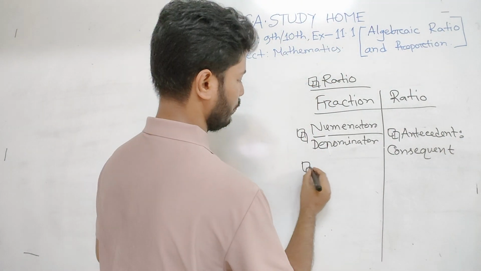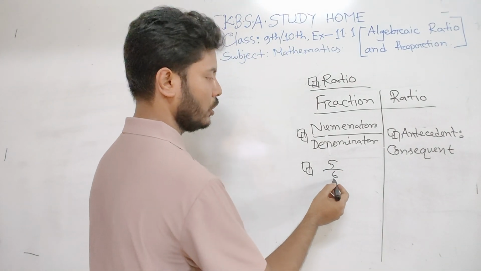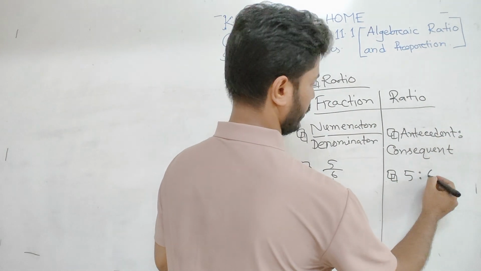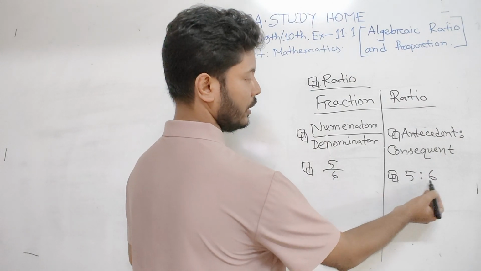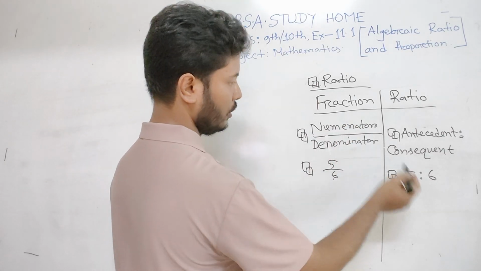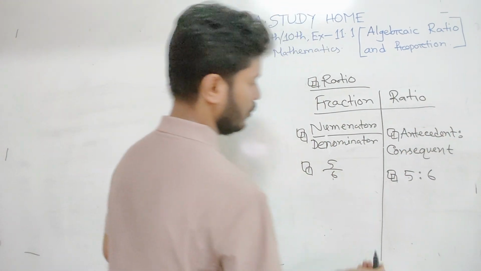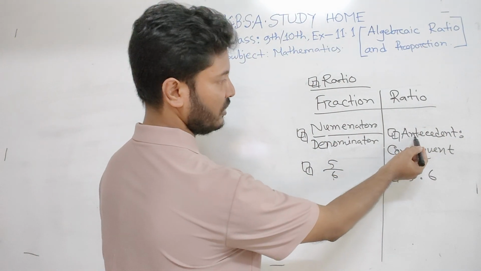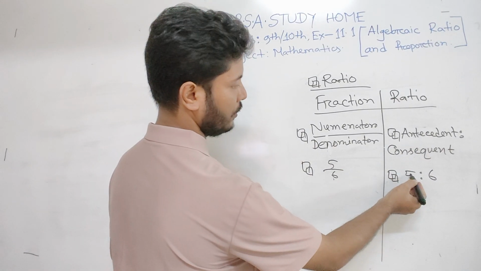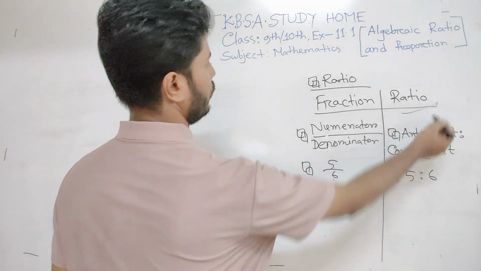Example, please. 5 by 6. 5 is numerator, 6 is denominator. If we write it as ratio 5 colon 6, 5 is antecedent, 6 is consequent. If you write it this way, it's called fraction. If we write it this way, it is called ratio. Numerator will be antecedent, denominator will be consequent. 5 by 6 is like 5 colon 6. Okay, that way we can write it as ratio.